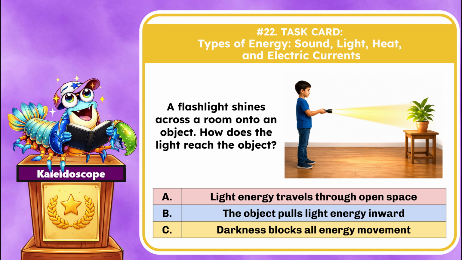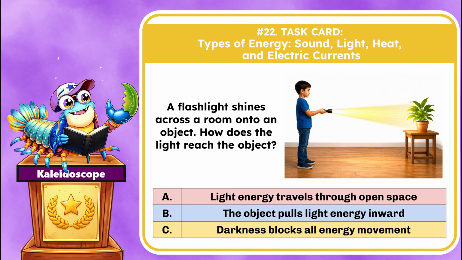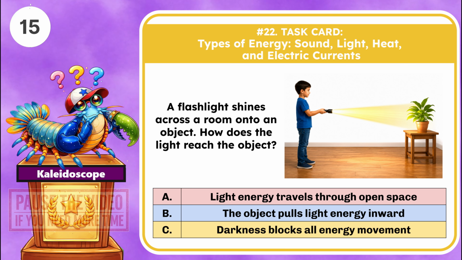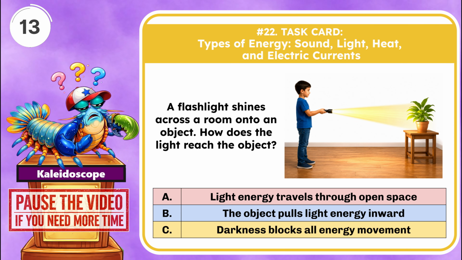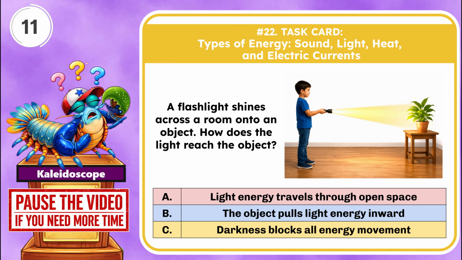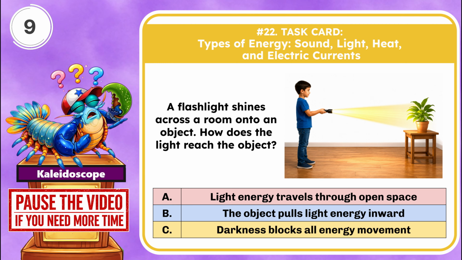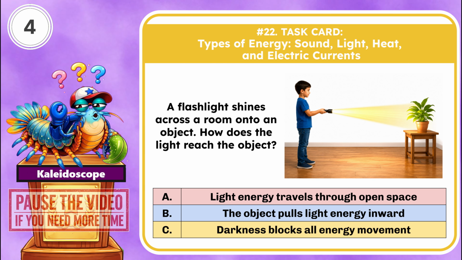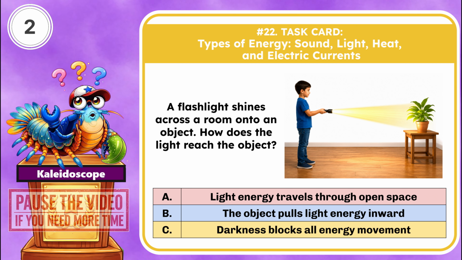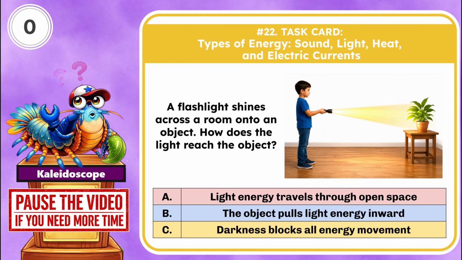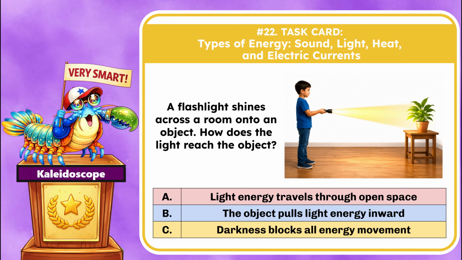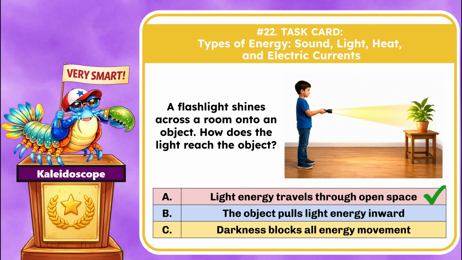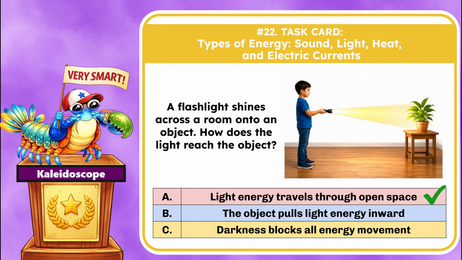A flashlight shines across a room onto an object. How does the light reach the object? And the correct answer is letter A. Light energy travels through open space.